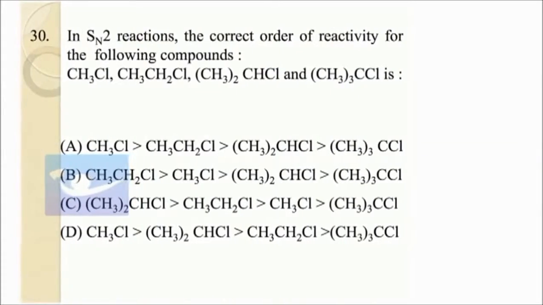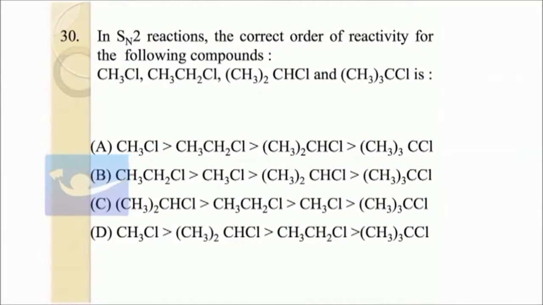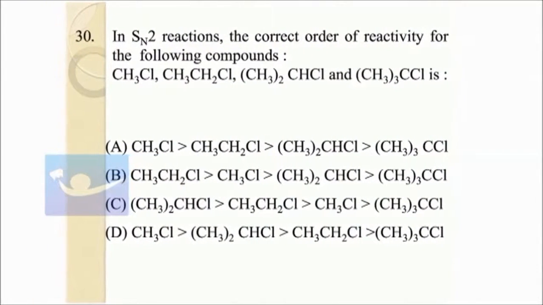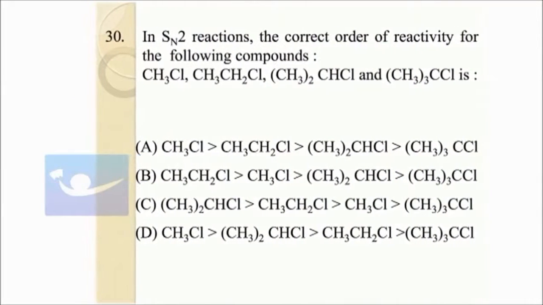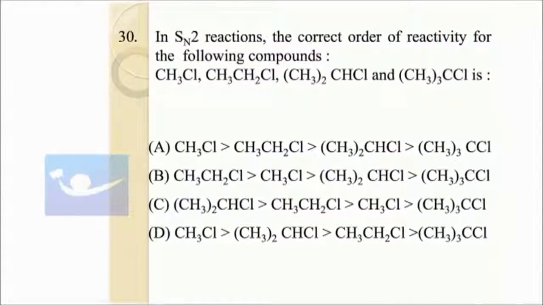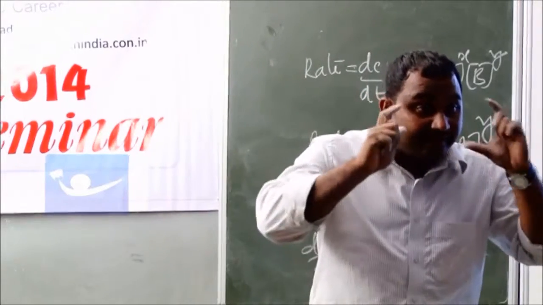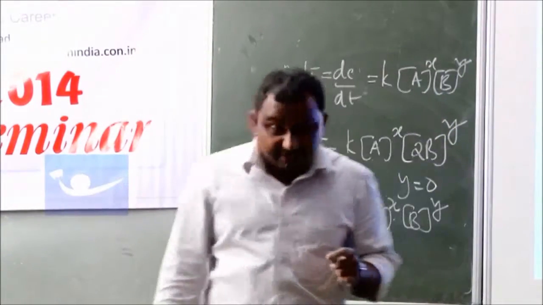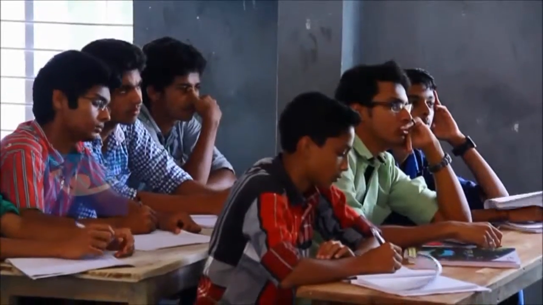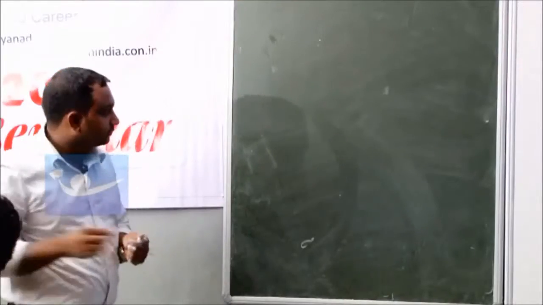In SN2 reaction, the correct order of reactivity for the following compound. What is the main difference between SN1 and SN2? SN2 follows an intermediate step, right? Not an intermediate step, exactly a transition state. What is the geometry of that transition state? Trigonal bipyramid.